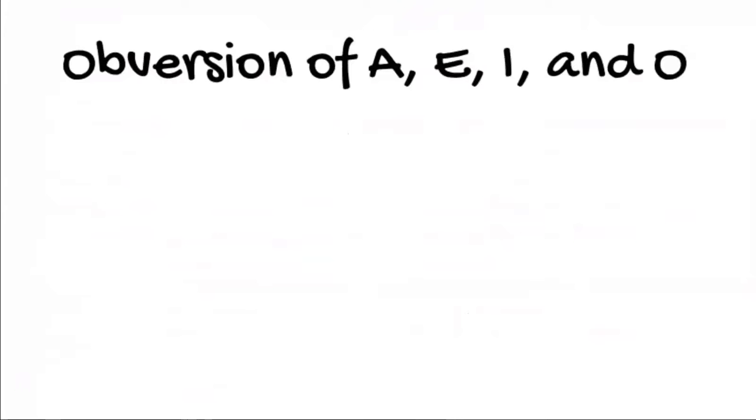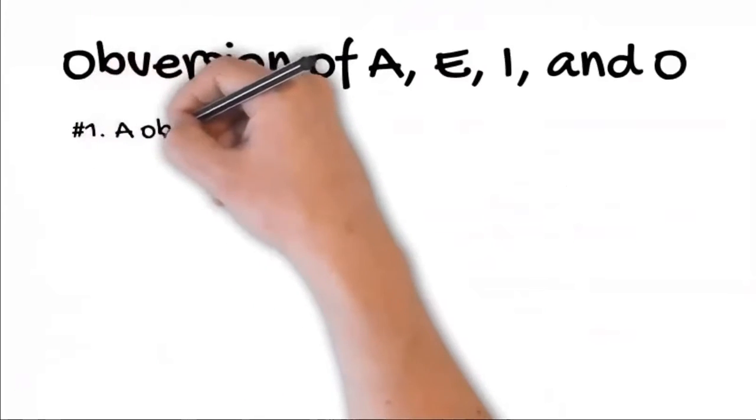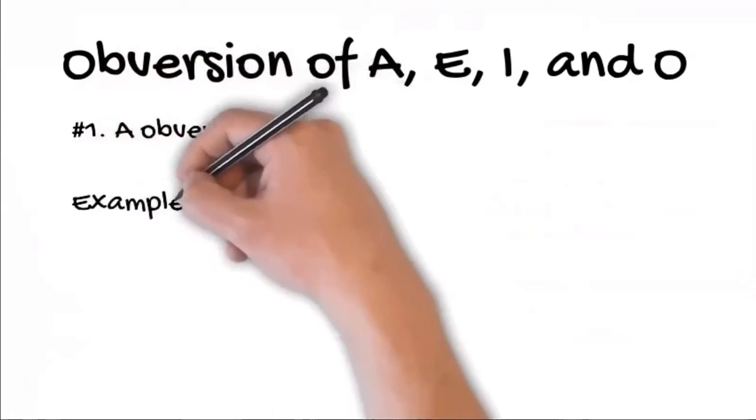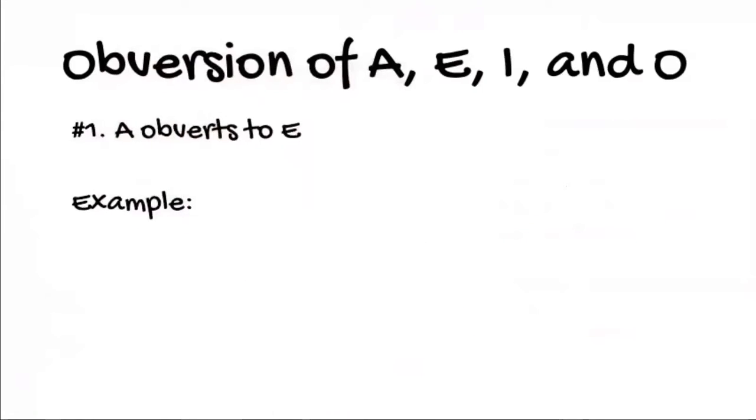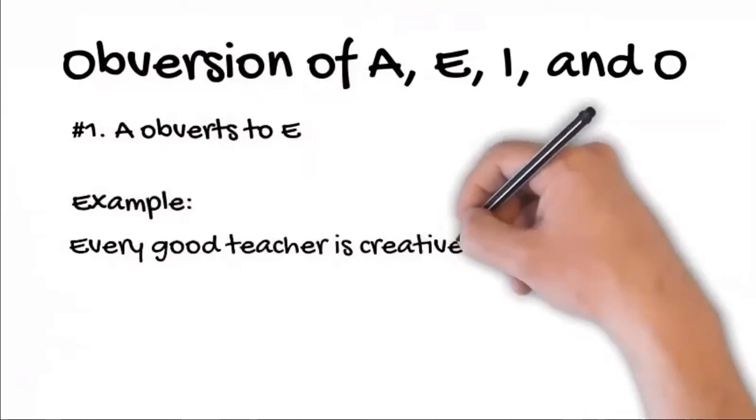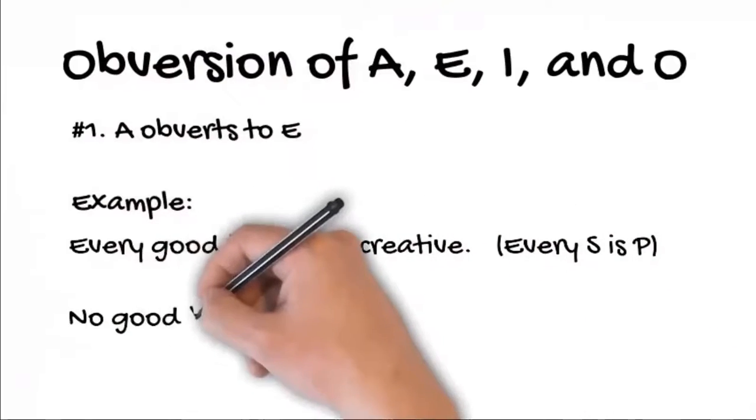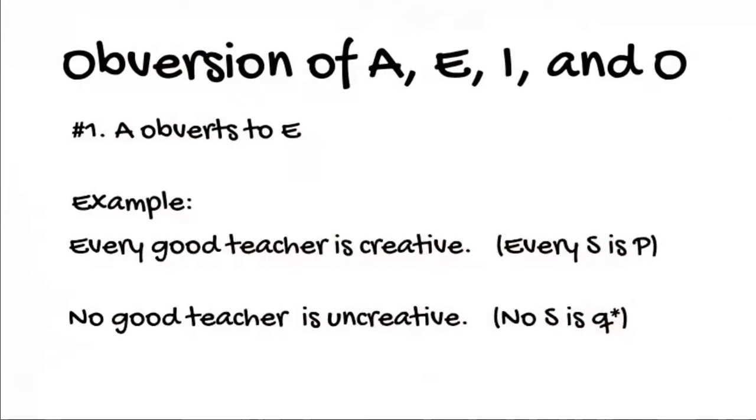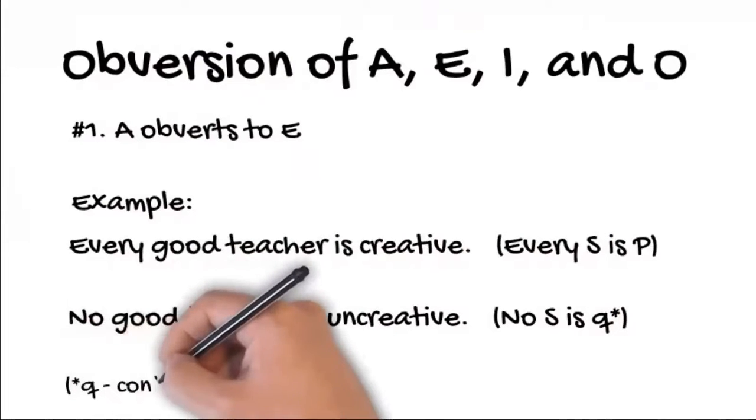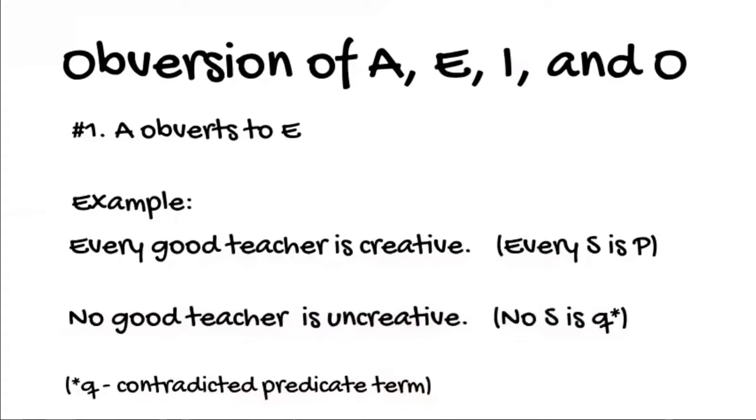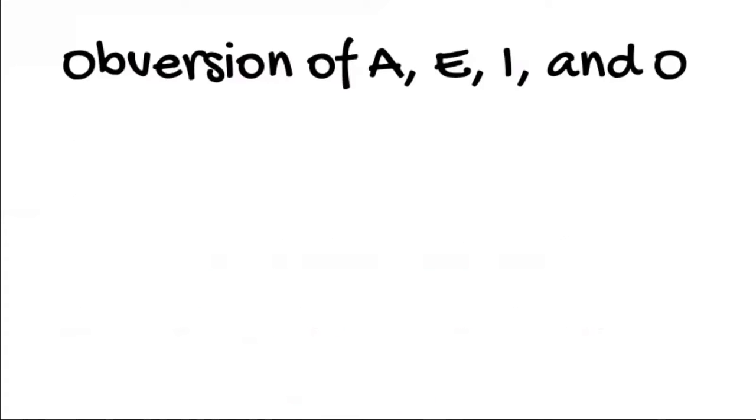The obversion of propositions A, E, I, and O. Proposition A oberts to E. For example, every good teacher is creative. So the obverse is no good teacher is uncreative. By the way, we use the small letter q for the contradicted predicate term for the purpose of our discussion.